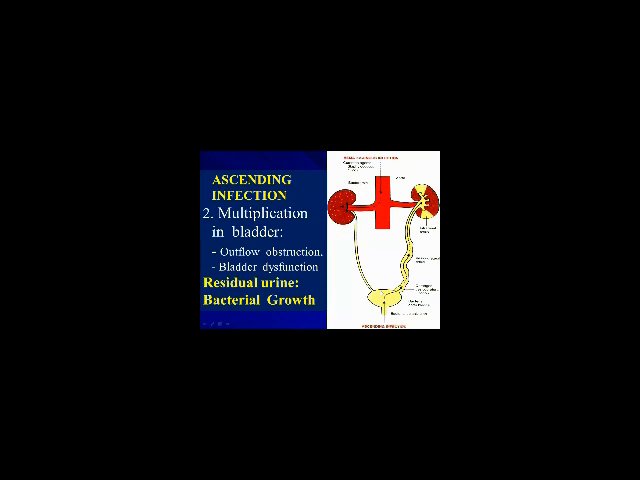But the risk of infection increases if there is outflow obstruction. This obstruction may be due to tumors, stones, or enlargement of the prostate gland. Similarly, if there is bladder dysfunction, for example, in spinal cord injury or in a diabetic patient, the bladder becomes atonic. In both of these conditions, residual urine will be present in the bladder, and this urine provides a site for bacterial growth. As a result, there will be cystitis and infection of the bladder.